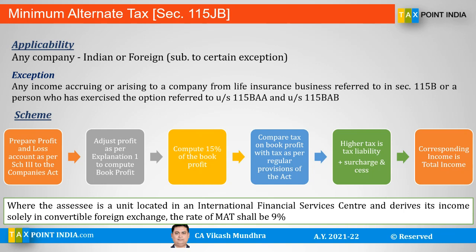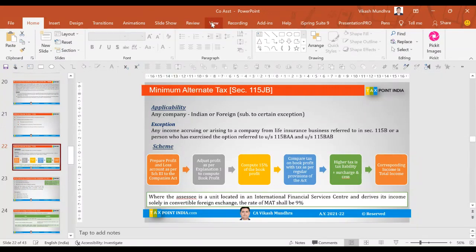as well as if the company opts for the provision relating to 115BAA or 115BAB, which we discussed in our last session. In these situations also, the provision relating to 115JB is not applicable. That means there are 3 exceptions. In fact, there are 4 exceptions. Few foreign companies are exempted from minimum alternate tax under section 115JB. Life insurance business, which is covered under section 115B, and if a company opts for 115BAA as well as 115BAB. If a company is in these situations, then the provision relating to 115JB is not applicable. Barring this, in each and every type of company, the provision is applicable.